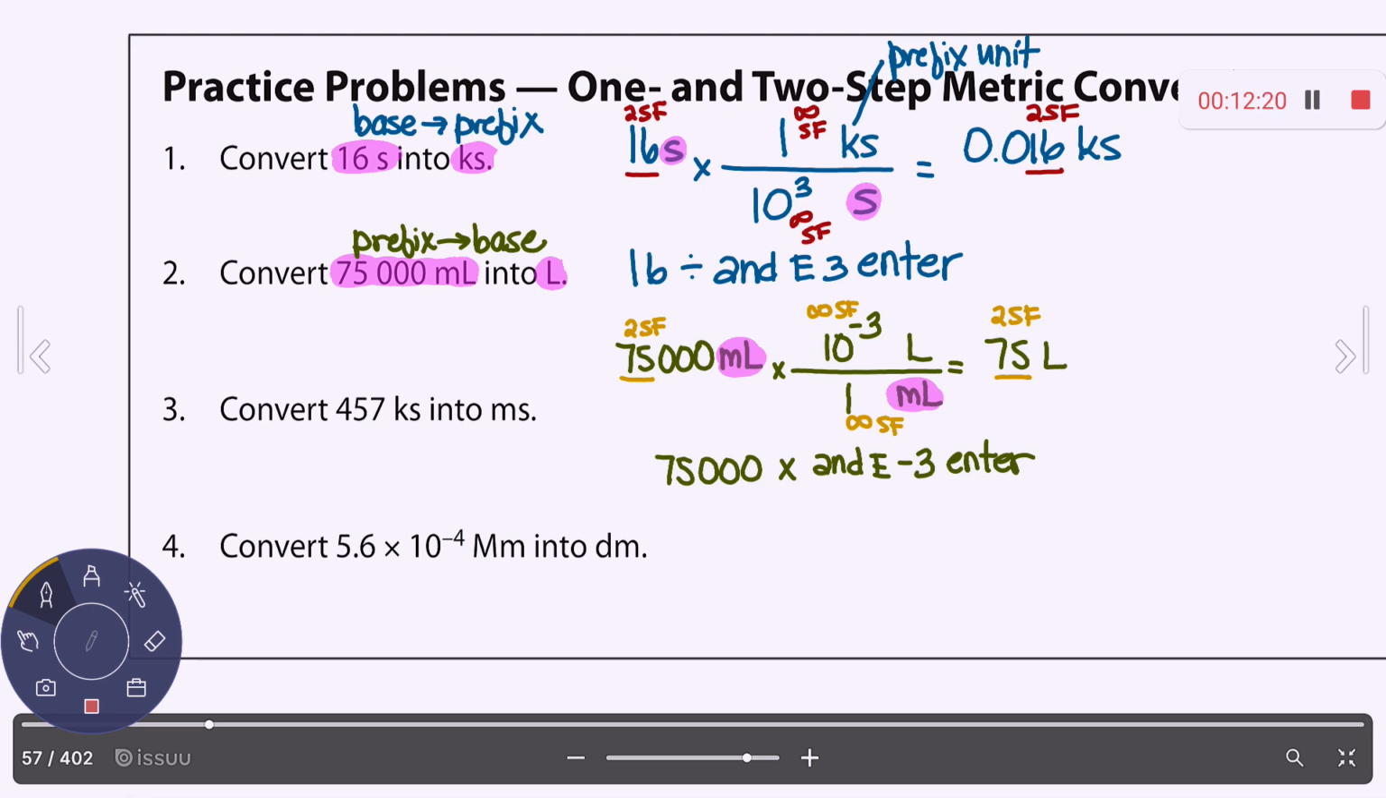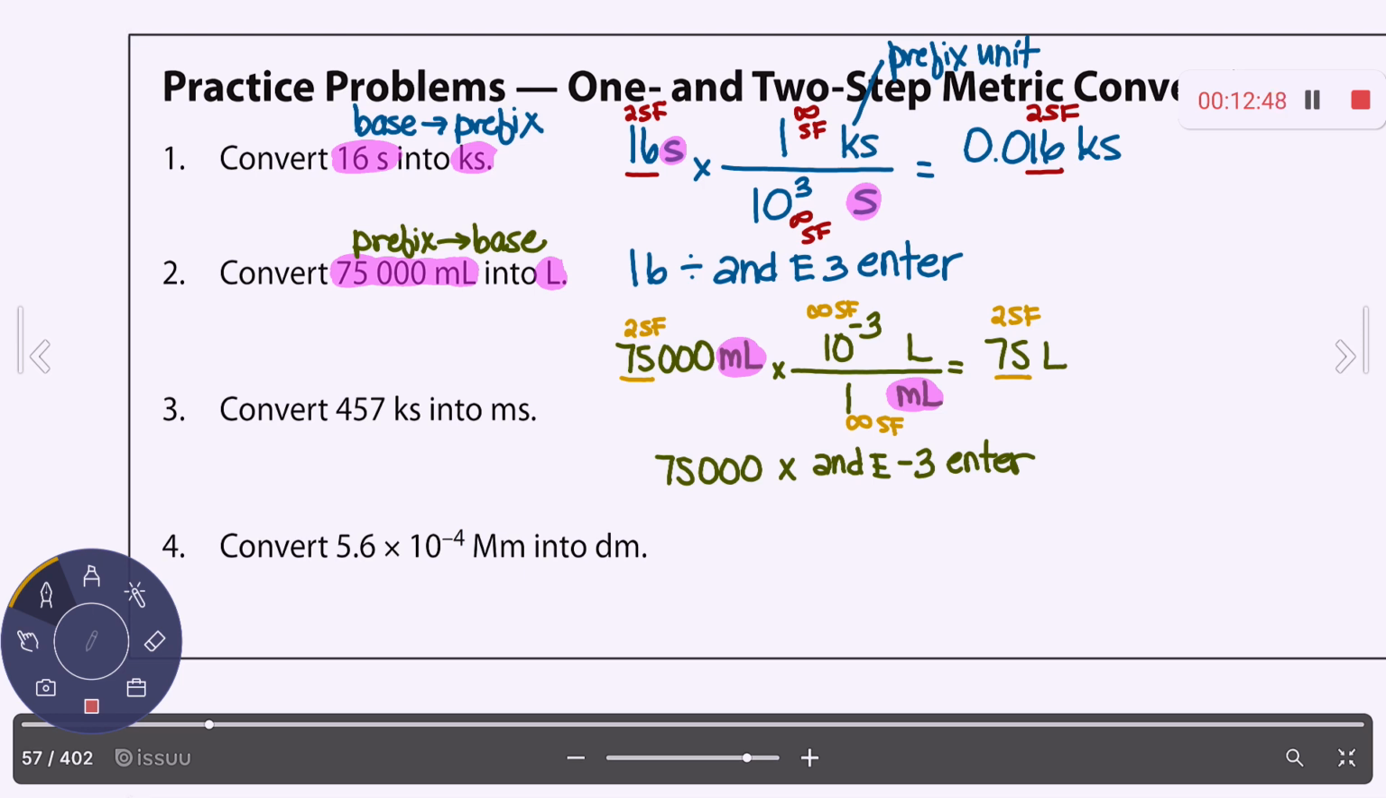Okay, I got 75 liters. Is that what you got? Okay, any questions on one-step metric conversions? Is there any scenario where the answer has a different amount of sig figs than the original one? Yes, multi-step conversions. If we have to use unit equations that are going from the metric system to the English system and it's not exact, that's when things are going to change.